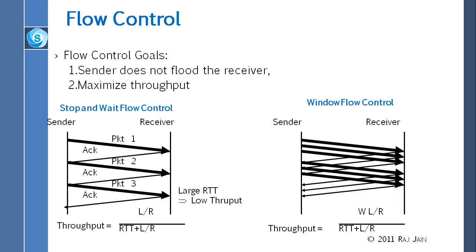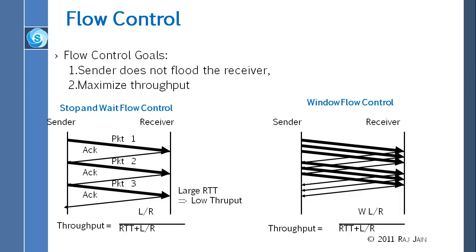As an example, suppose you have a 1000-bit packet and you are sending 1000 bits per second. What is L upon R? 1 second, right. So this thick line is 1 second wide. Suppose the round trip delay is 5 seconds. Then your throughput is 1/6. All right, so this is not very good. You paid for a gigabit, but you are getting only 1/6 of a gigabit.